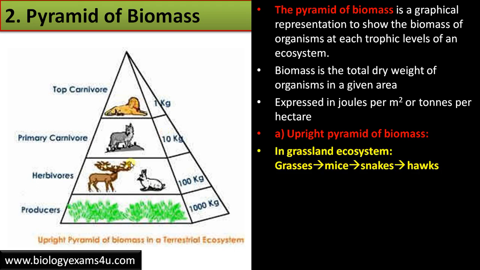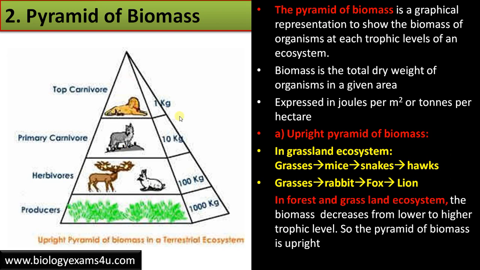Let's take this example. In a grassland ecosystem, there are grasses, then there is rabbit, and that is preyed upon by fox, fox preyed upon by lion. At the producer or first trophic level, suppose it is 1000 kg, then it will be 100 kg at the herbivore level or second trophic level. At the third trophic level, it will be 10 kg, whereas at the top carnivore level, the dry weight will be 1 kg. So there will be a gradual decrease in biomass as we move up the trophic level, making a pyramid that has a broad base and a pointed apex.